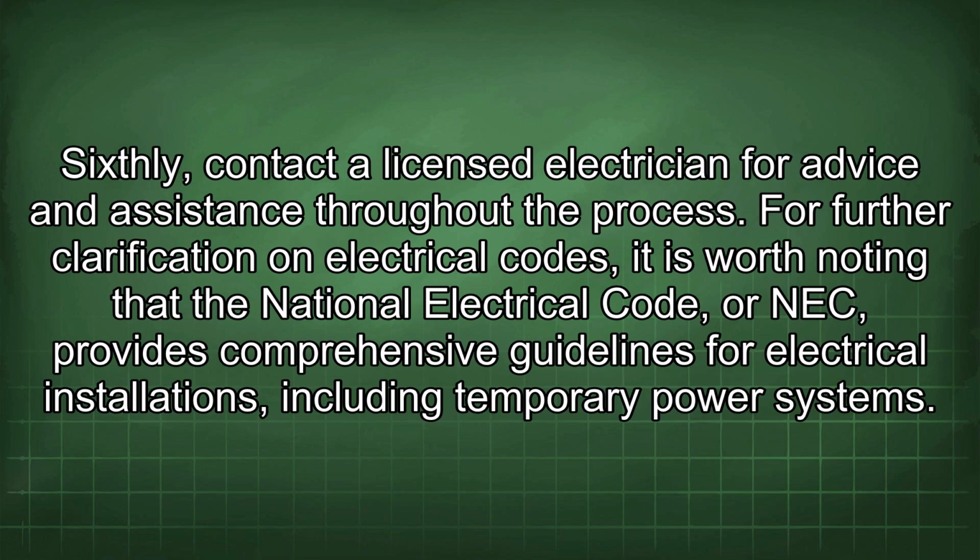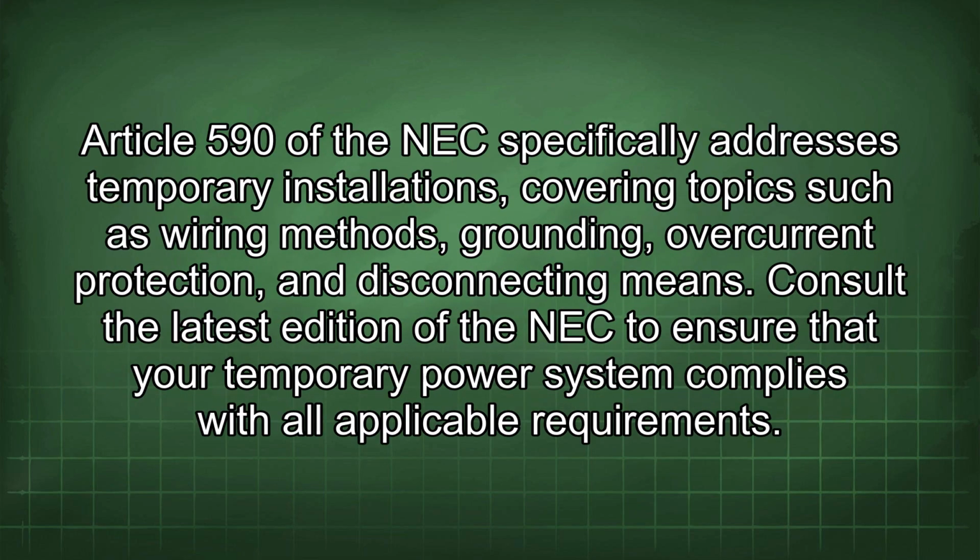For further clarification on electrical codes, it is worth noting that the National Electrical Code, or NEC, provides comprehensive guidelines for electrical installations, including temporary power systems. Article 590 of the NEC specifically addresses temporary installations, covering topics such as wiring methods, grounding, overcurrent protection, and disconnecting means. Consult the latest edition of the NEC to ensure that your temporary power system complies with all applicable requirements.